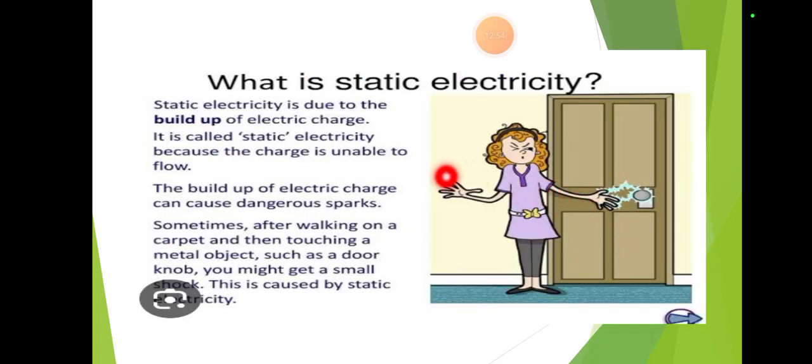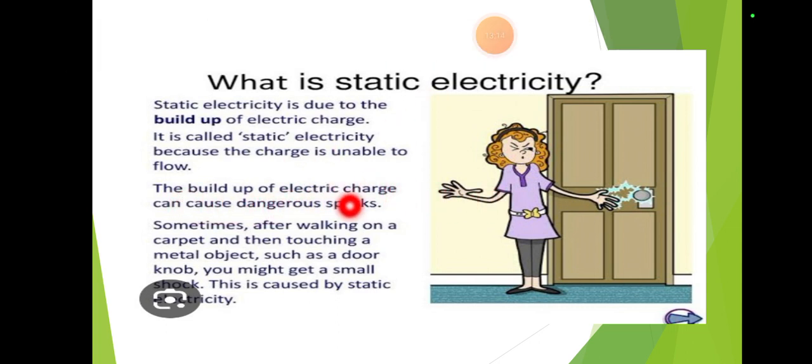What is static electricity? Static electricity is due to the buildup of electric charge. It is called static electricity because the charge is unable to flow. Whenever we try to have a charge, it can't flow. That's why it's called static electricity. Static electricity cannot flow.